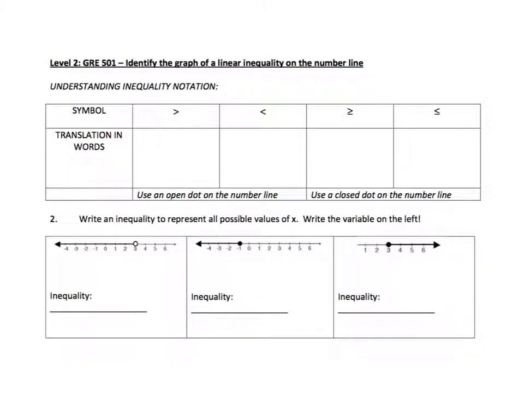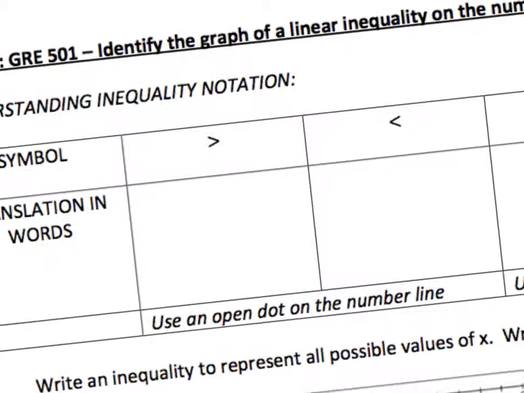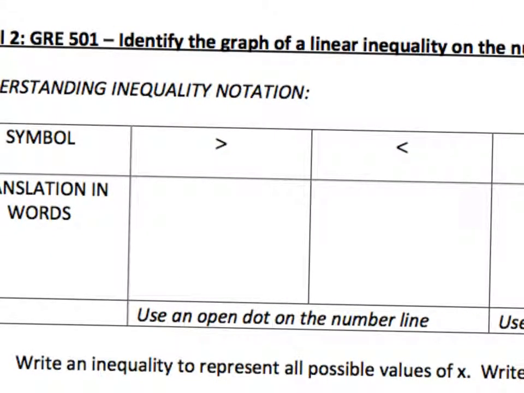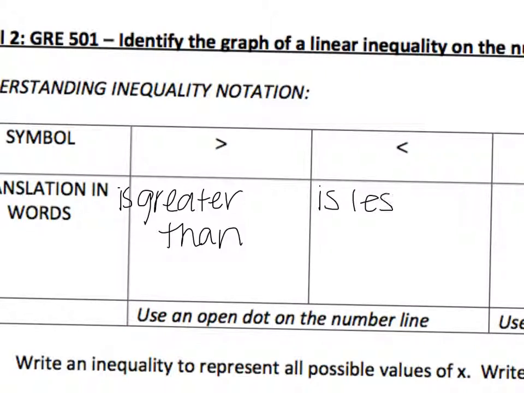Okay, Objective 5, Level 2 is identifying a graph of a linear inequality on a number line. So we talked a little bit about this last objective, but what these inequalities mean here, this means greater than, or more than, and don't forget the word is. The second one means is less than, or is fewer than.